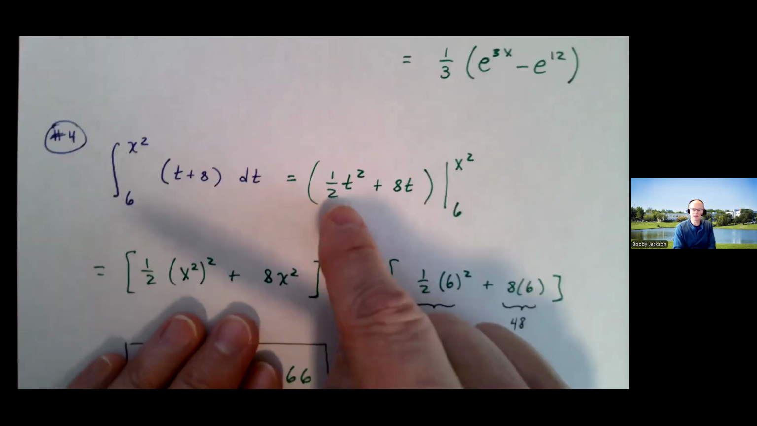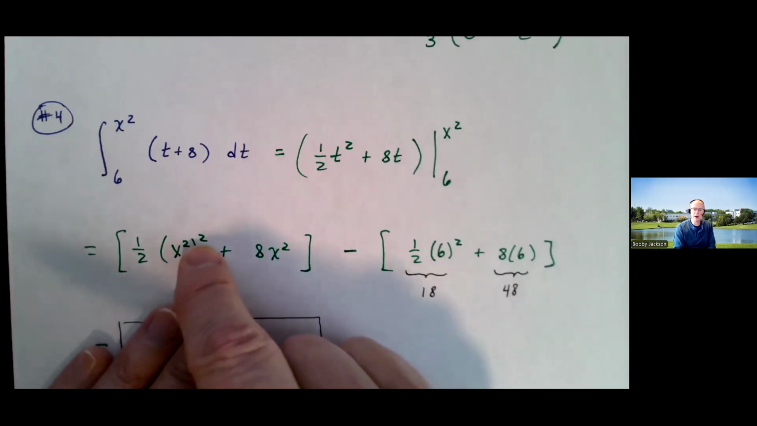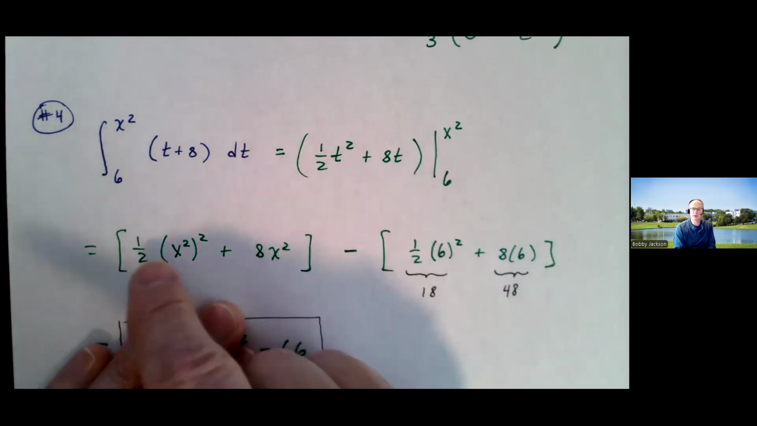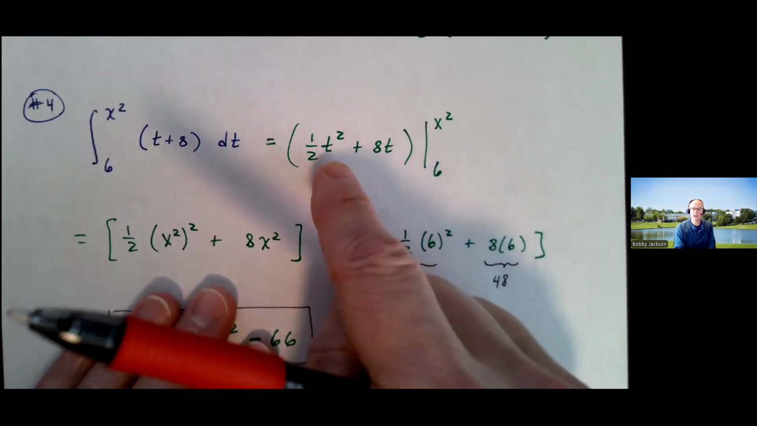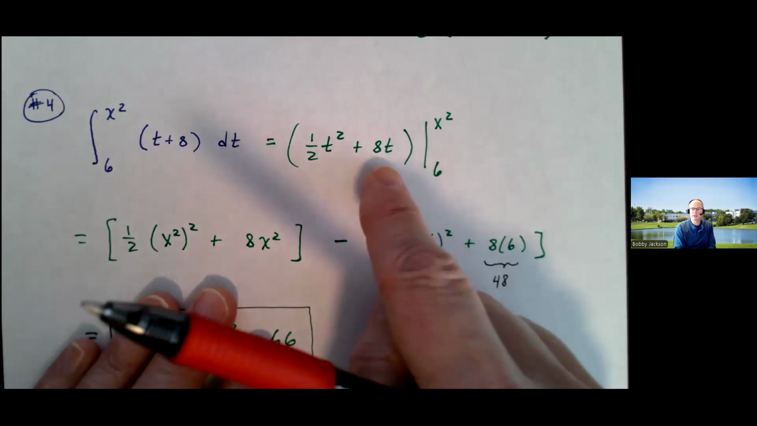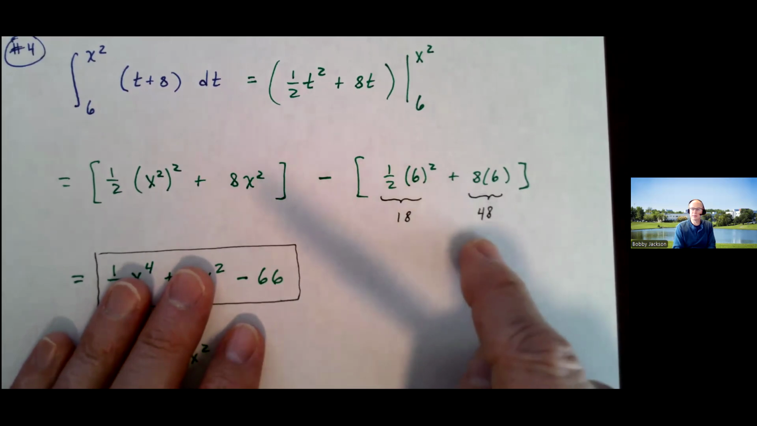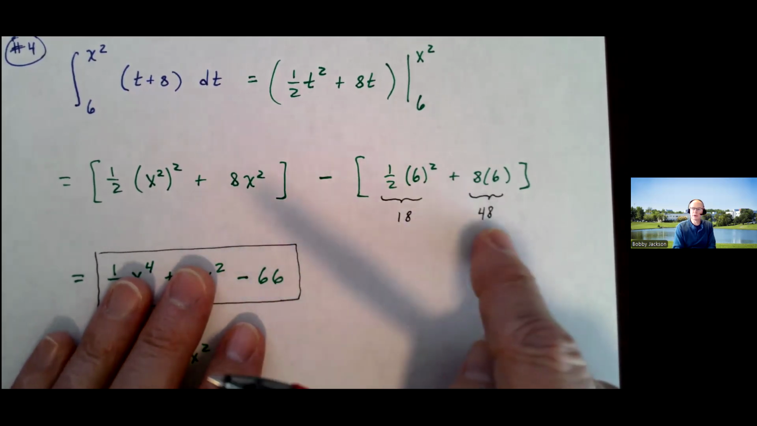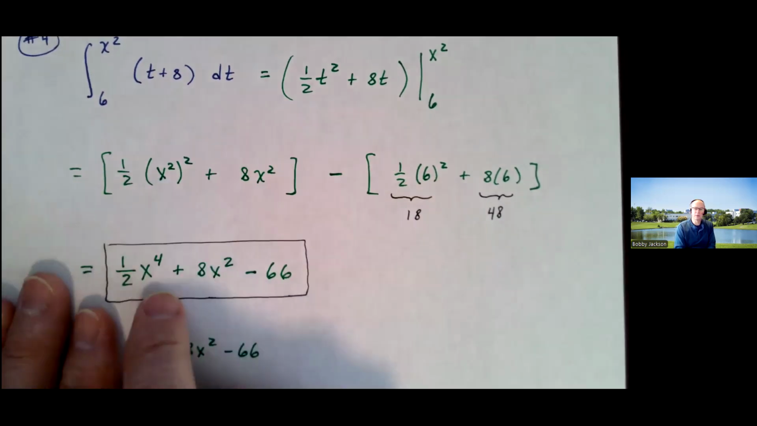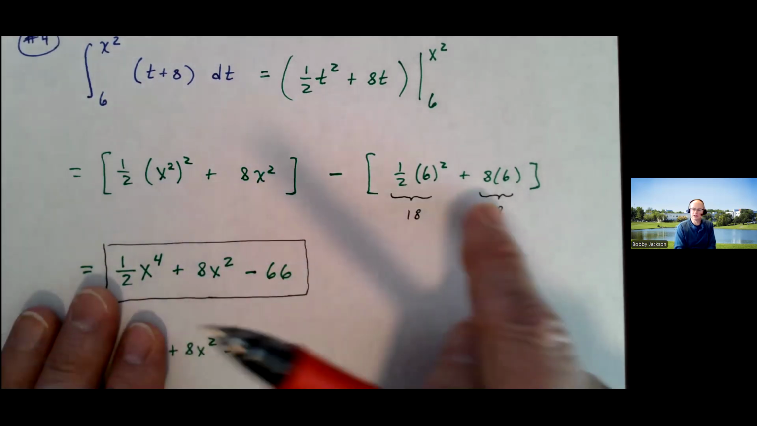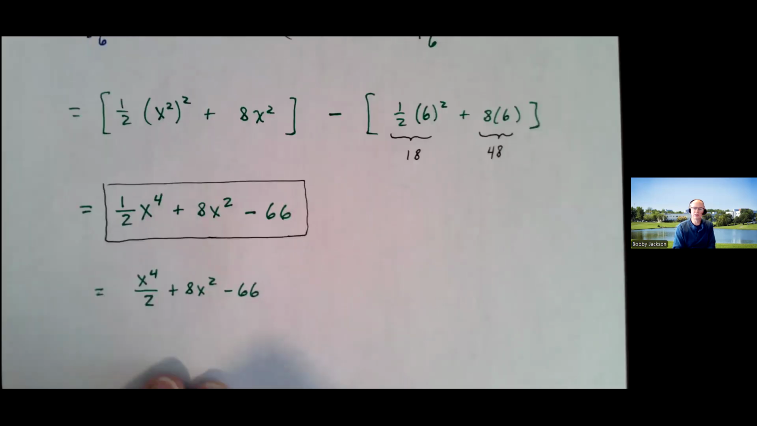So be careful when I replace t with x squared, I get x squared squared, which will be x to the 4th, times 1/2, and then plugging it in plus 8t is x squared. So there's the evaluation at x squared, and then plugging in 6, I get 1/2 times 6 squared plus 8 times 6. 6 squared is 36, and half of that is 18. 8 times 6 is 48. So 18 and 48 give me 66. And so I'm going to have 1/2, this will be, remember, x to the 4th, multiplying those exponents, plus 8x squared, and then minus this 66. So there is the result.